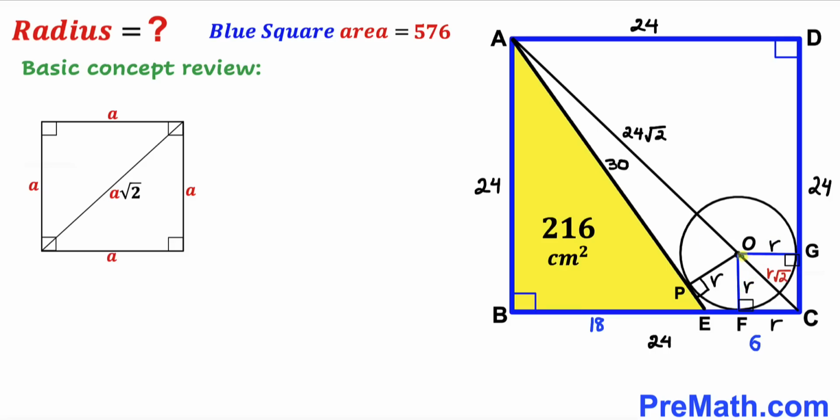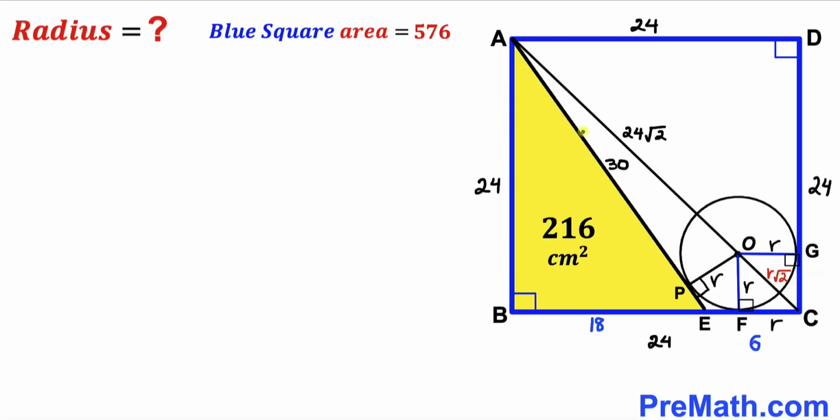So therefore, its diagonal OC is going to be r times square root of 2. And now let's make an observation. We know this whole AC length is 24 times square root of 2, and this OC length is r times square root of 2.